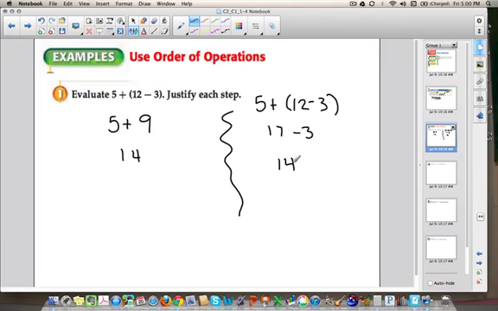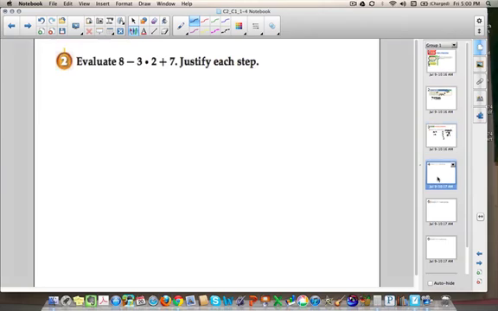We happen to get the same answer that time, but it doesn't always work. And we'll come back and do this later on. But this is why we have an order of operations, to make sure that we get the same answers every single time. Let's take a look at this next one.